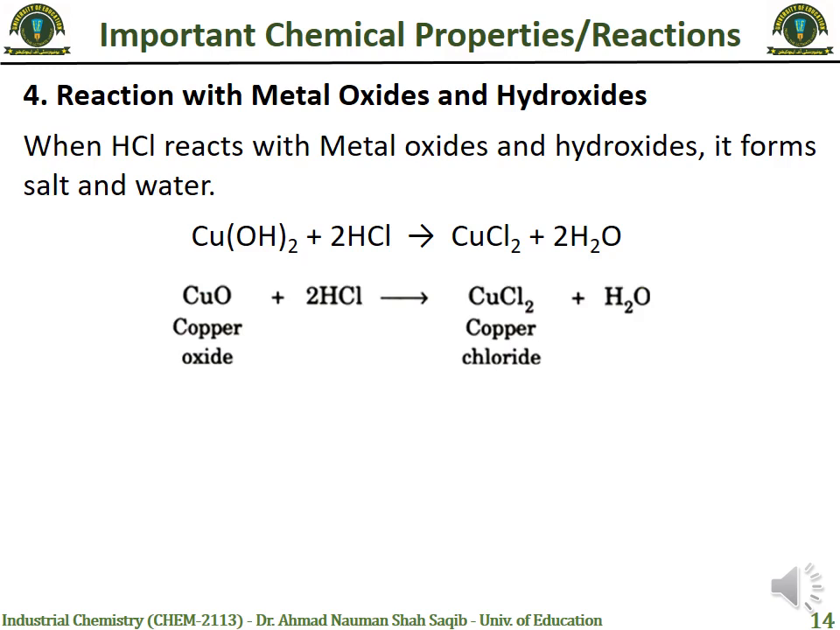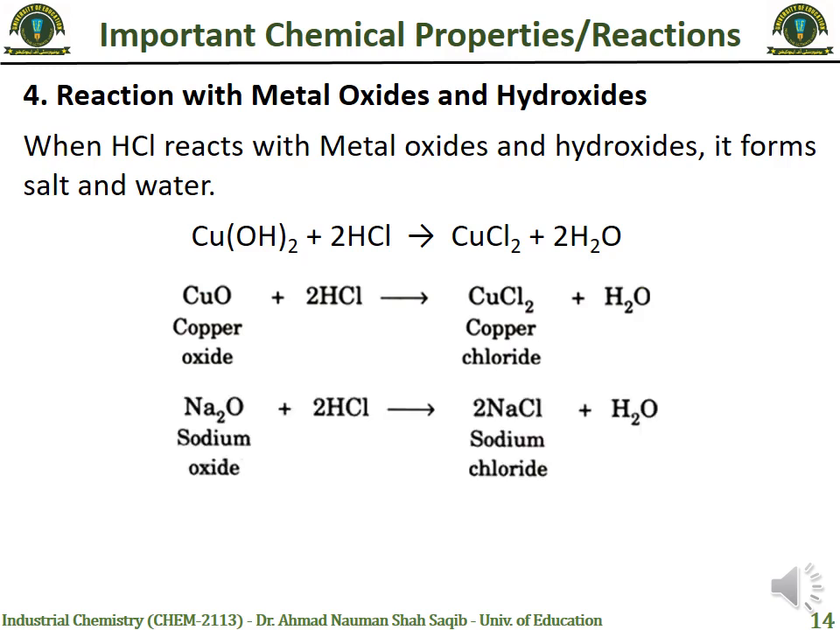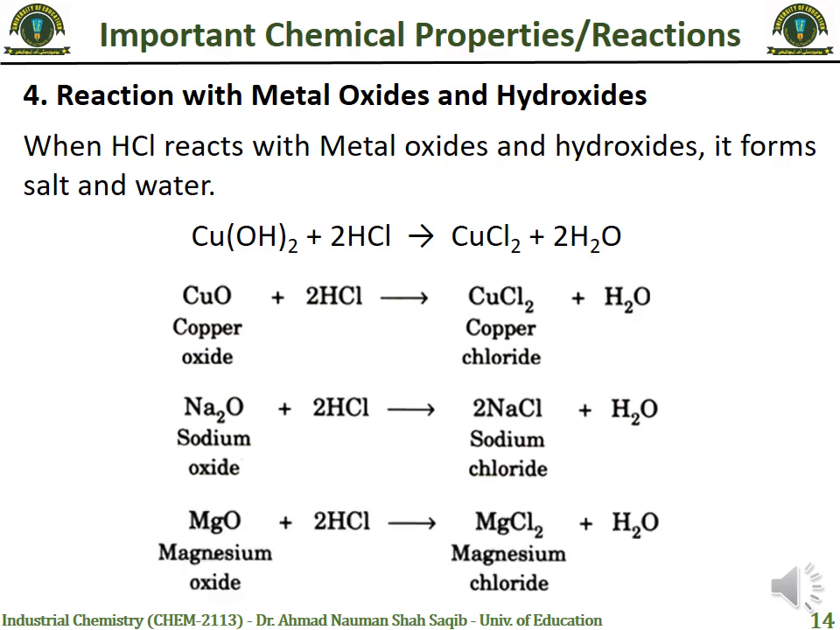And let's see two more examples of different metal oxides. In the case of sodium oxide, when it reacts with hydrochloric acid, as expected, it will form the corresponding sodium chloride salt, and it will also form water molecule. And when we treat magnesium oxide with hydrochloric acid, it will form magnesium chloride salt and water molecule.